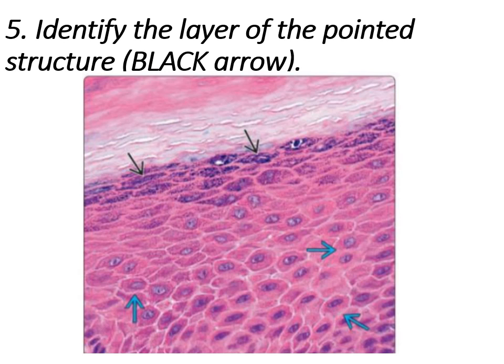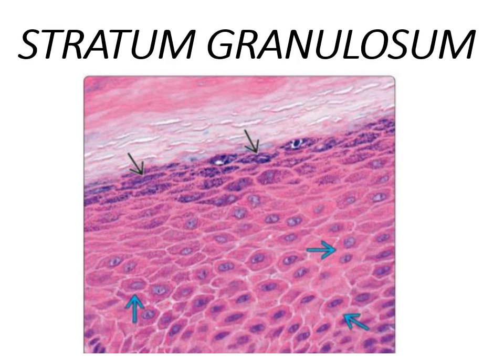Number 5. Identify the layer of the pointed structure. In black arrow dapat tayo, no? So, read carefully the instructions. So, ito yung tinatanong natin. So, anong layer ito? Ano ang supposedly answer? Your stratum granulosum. Stratum granulosum is characterized by the presence of the granules. Kaya dark staining itong layer na to.